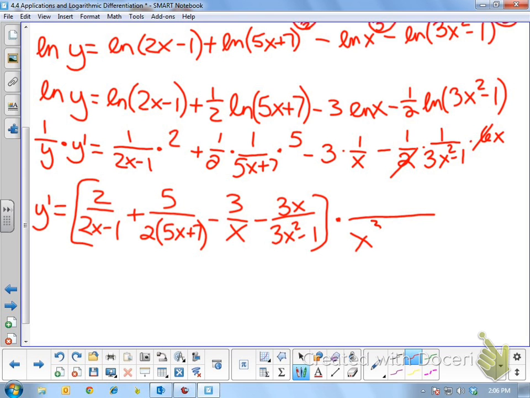x cubed was on bottom. Square root of 2x minus 1 times the square root of x plus 7, was it x or 5x? 5x, divided by x cubed times the square root, yeah, square root of 3x squared minus 1. Okay, and that is our final answer. If we did use all those rules, quotient, product, chain, our answer would look a lot different. It would be the same, we would just have to take the time to simplify the two to be the same, which we don't want to do.